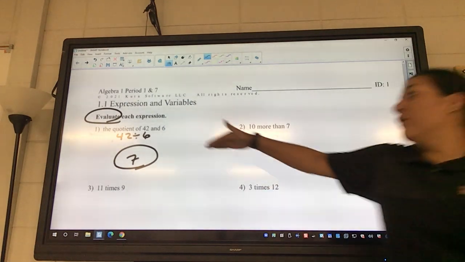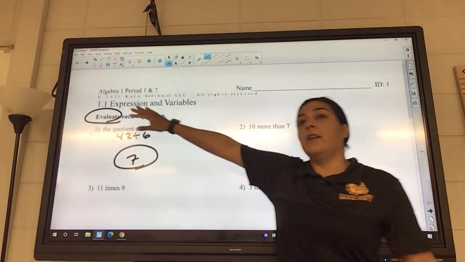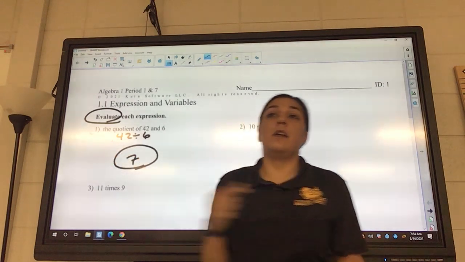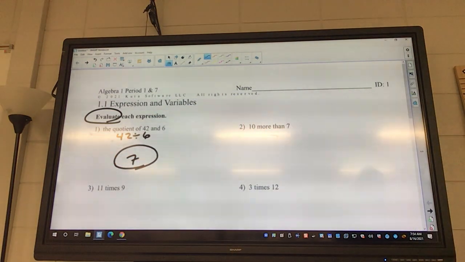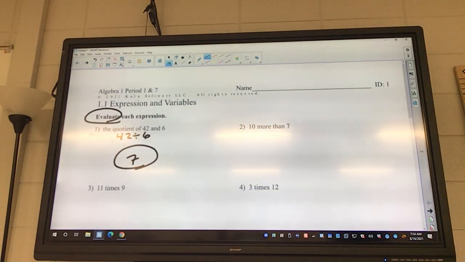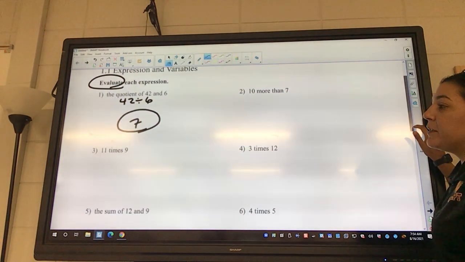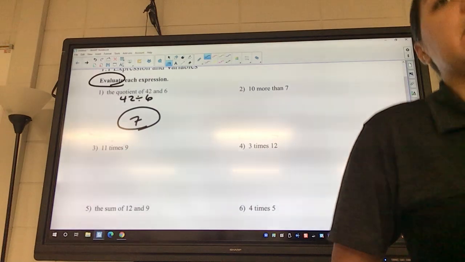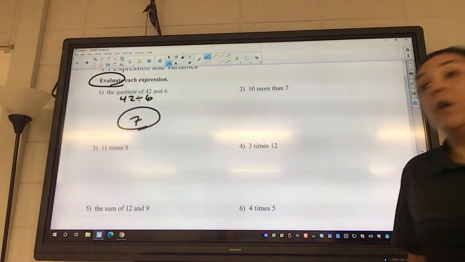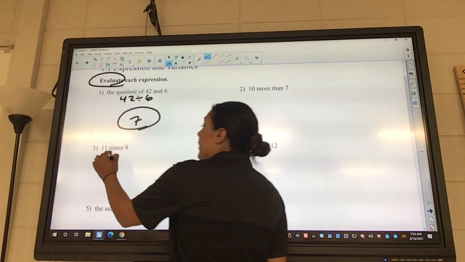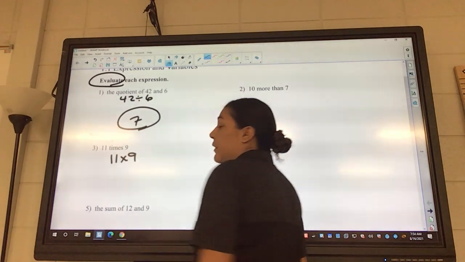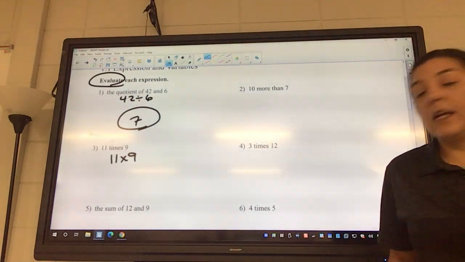Now, I don't care about all this on here. I care about this. Your answer needs to be circled. That lets me know that that's your final answer for a choice. So circle it. 11 times 9. What does times mean? Multiply. So it's really 11 multiplied by 9, which is what? 99.